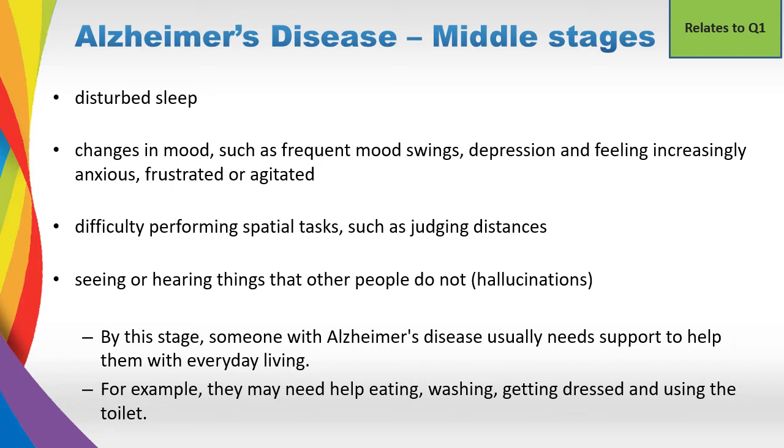Continuing with the middle stages, they may have disturbed sleep. They might have changes in their mood, such as frequent mood swings, depression, and feeling increasingly anxious, frustrated, or agitated. They might find it difficult to judge distances. They might see or hear things that other people do not. These are called hallucinations. And by this stage, the middle stage of Alzheimer's disease, people usually need support to help them with everyday living, so they might need help with eating, washing, getting dressed and using the toilet.